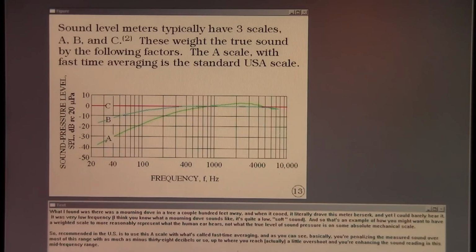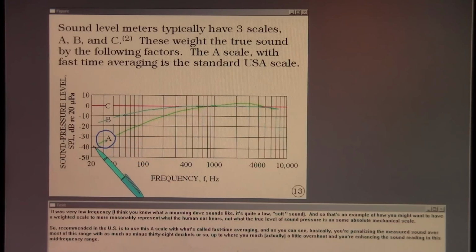So recommended in the U.S. is to use this A scale with what's called fast time averaging, and as you can see, basically you're penalizing the measured sound over most of this range with as much as minus 38 decibels or so, up to where you reach actually a little overshoot and you're enhancing the sound reading in this mid-frequency range.